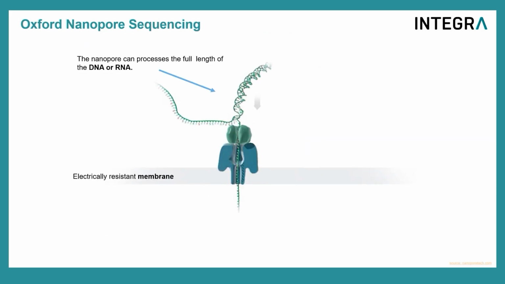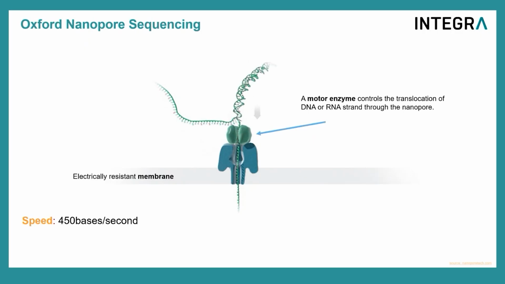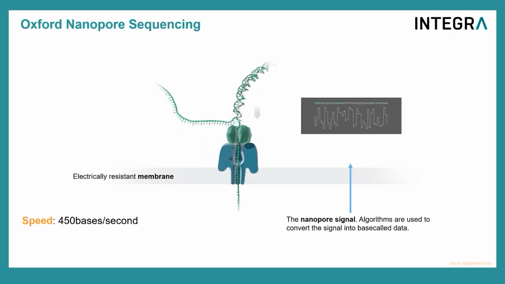The nanopore can process the full length of a DNA or RNA molecule. A motor enzyme controls the translocation of a DNA strand through the nanopore at a speed of 450 bases per second. The current disruption caused by the DNA molecule produces a nanopore signal. Algorithms are used to convert the electrical information into base calls.